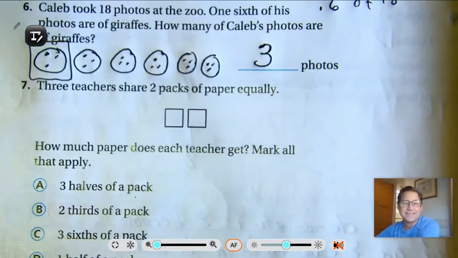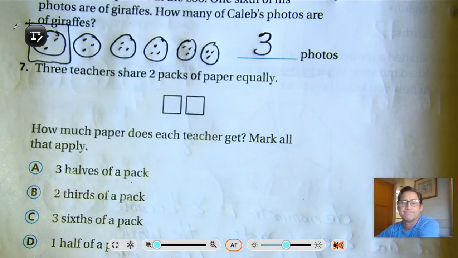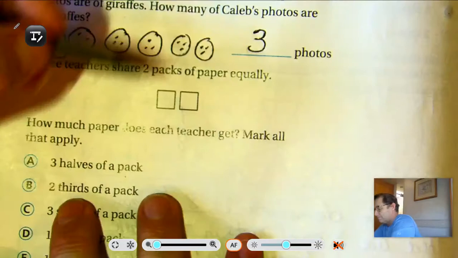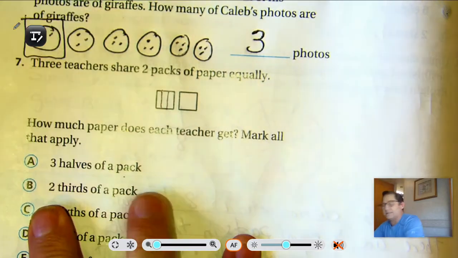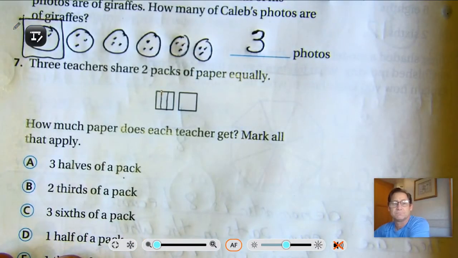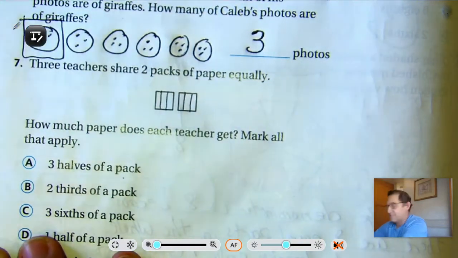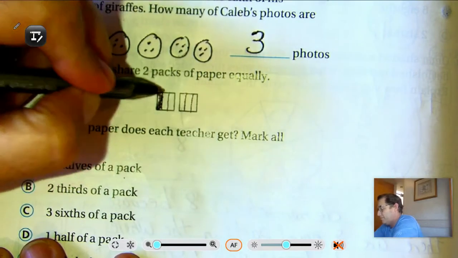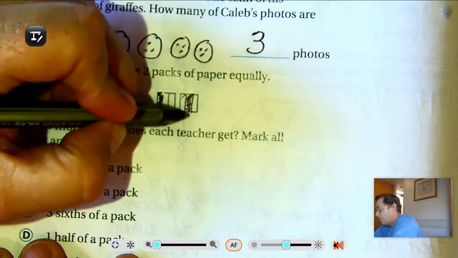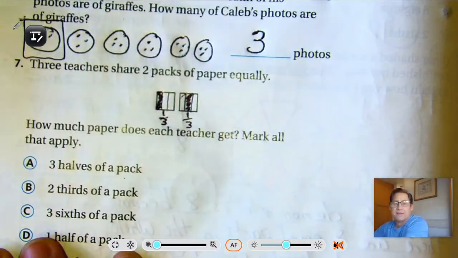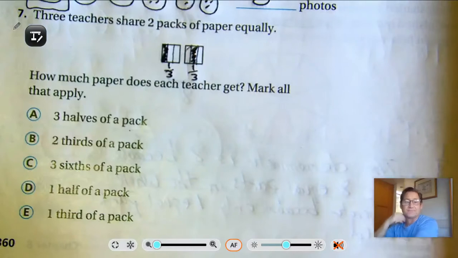Number 7, 3 teachers share 2 packs of paper equally. Okay, well, let's take this piece of paper and split it into 3 parts. Okay, so if I was one of the 3 teachers, I would get 1/3 of this pack, and I would also get 1/3 of this pack. So how many do I have altogether? I have 2/3.